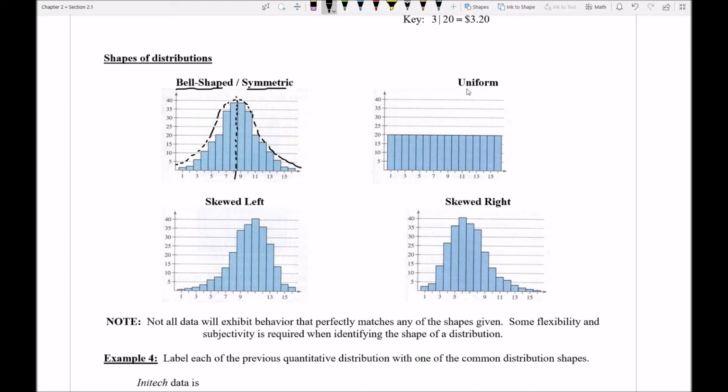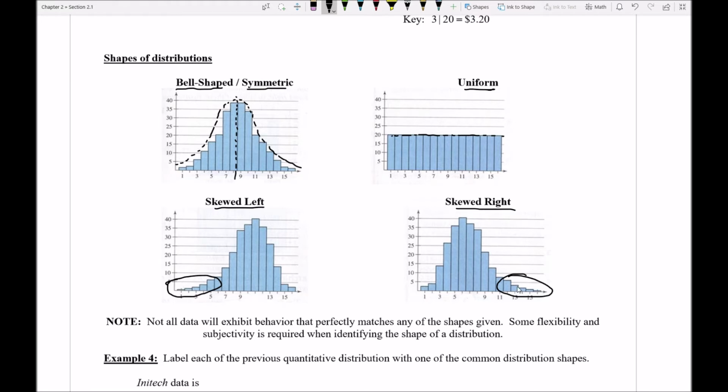Okay, we also have a uniform shape, which makes sense because when I think of things in uniform, they all look the same. And here, all my bars pretty much have the same height. When I talk about skewed left and skewed right, it's almost symmetrical, but it's almost like this big stack or pillar in the middle has been pushed over to a specific side. We'll be able to distinguish skewed left and skewed right by where this tail of the distribution is, where this kind of leftover stuff is. If the leftover stuff is on the left, skewed left. And if the leftover stuff is on the right, it's skewed right.